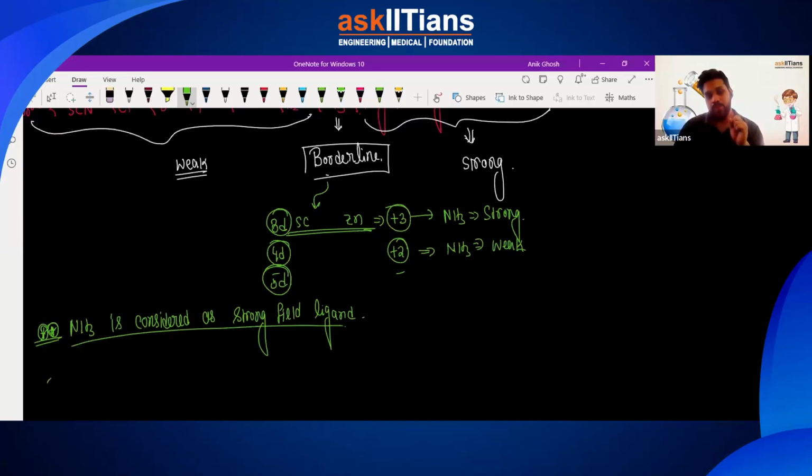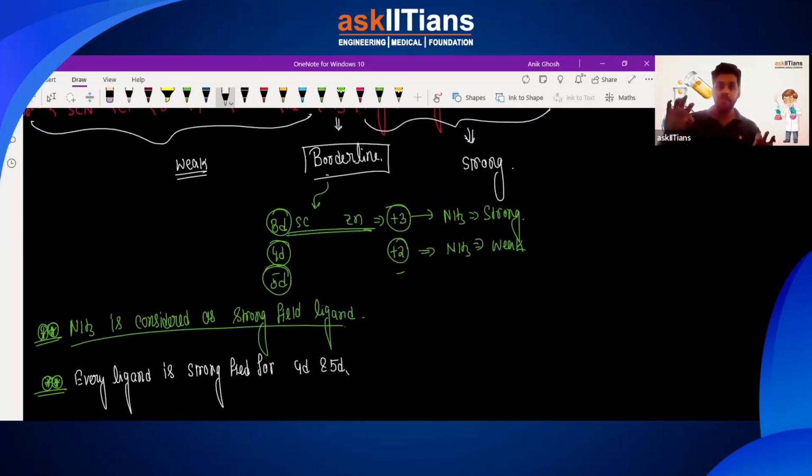There's another thing, guys, you need to notice. All these strong field and weak field ligand-based things are only applicable for 3d series elements, scandium to zinc. For 4d and 5d, every ligand is strong field. Let's note it down: every ligand is strong field for 4d and 5d.